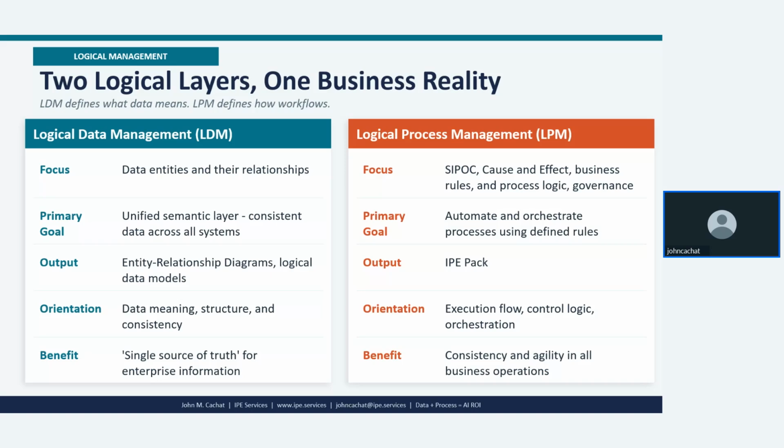When you add logical process management, again, the SIPOC, the cause and effect, the business rules, the process logic, the governance rules, and you're trying to automate and orchestrate process using those rules, and creating a thing called an IPE pack, or Integrated Process Excellence Pack, and I'll talk more about that. The orientation is far beyond the data now. Now we're looking at execution flow, control logic, orchestration. And what we're getting is consistency and agility in all the business operations, but it's driven, and we're going to talk about personas in a minute, that brings it to life.